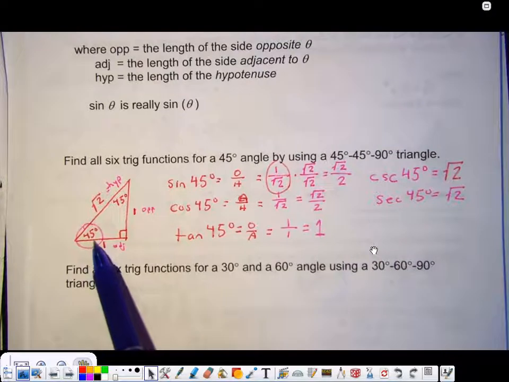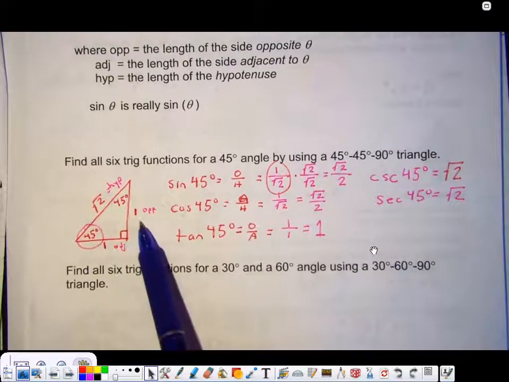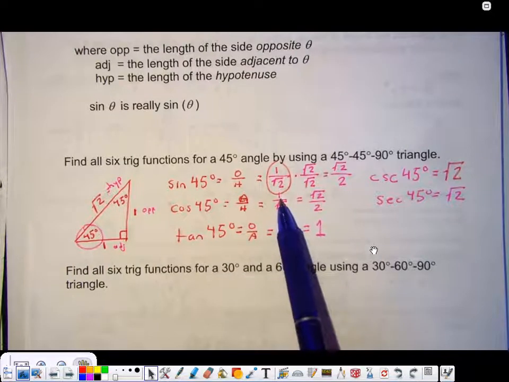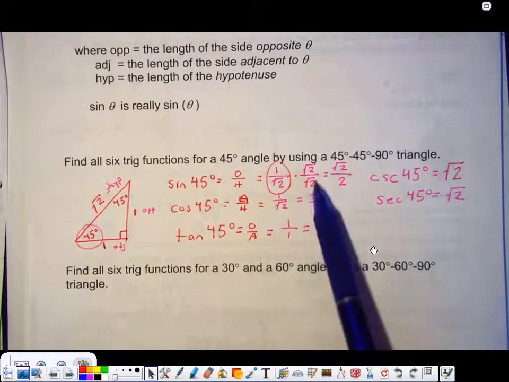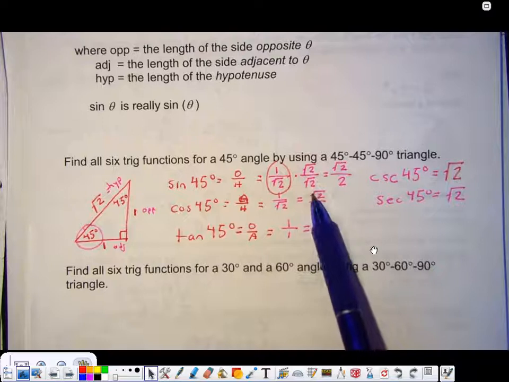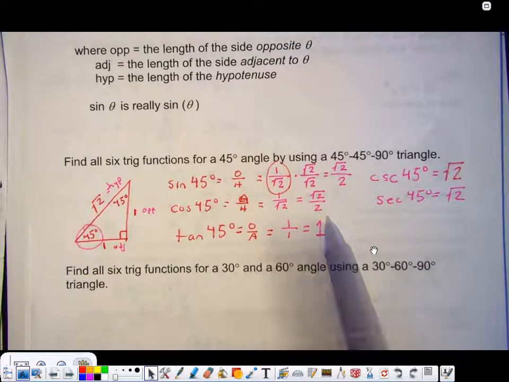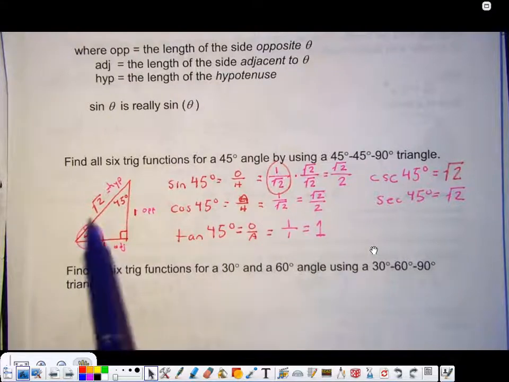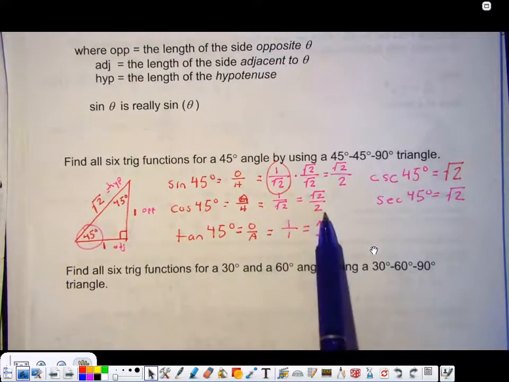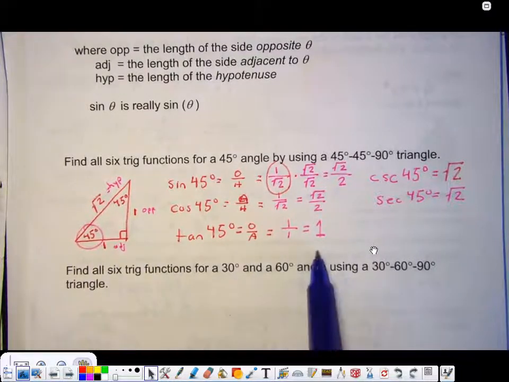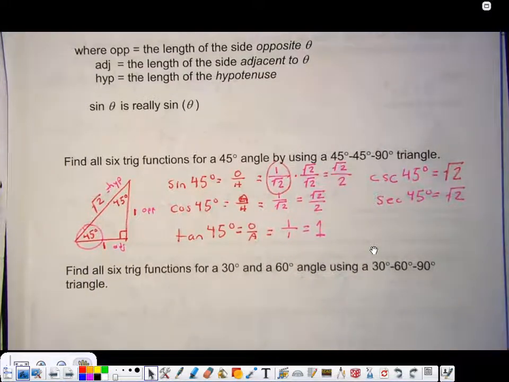So we had done sine of 45, which was opposite over hypotenuse, so 1 over the square root of 2. And we rationalized the denominator. So we multiplied by square root of 2 over square root of 2, and so we got square root of 2 over 2. It was the same thing for cosine because adjacent over hypotenuse was 1 over square root of 2, so we didn't bother working it out. And then tangent was opposite over adjacent. Sad for me, the bell was ringing before I got to the end of this one.